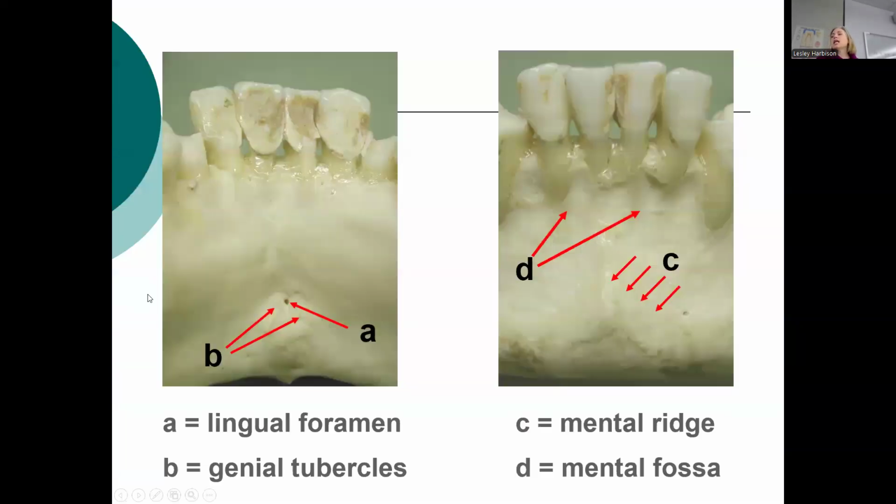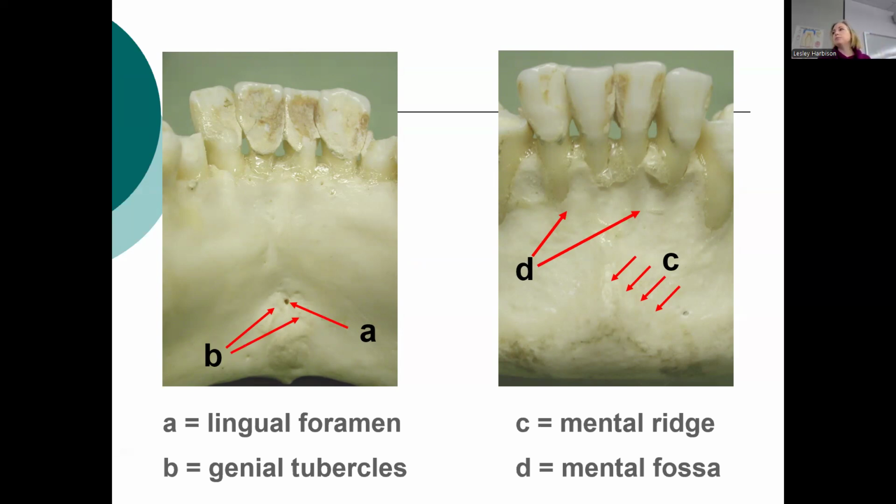So this is what it looks like on a skull. We have the foramen, the literal hole in the bone, and an area around it where the bone is thicker and where there are muscular and tissue attachments. Then we have this scooped out, thinner portion of the bone for the mental fossa, and a thicker portion again for the mental ridge.